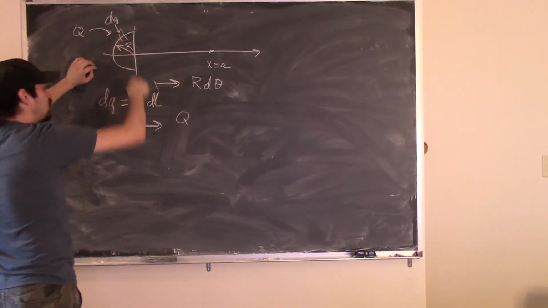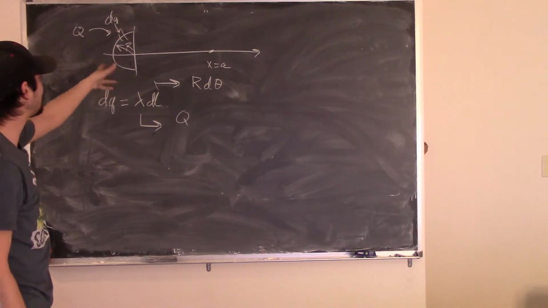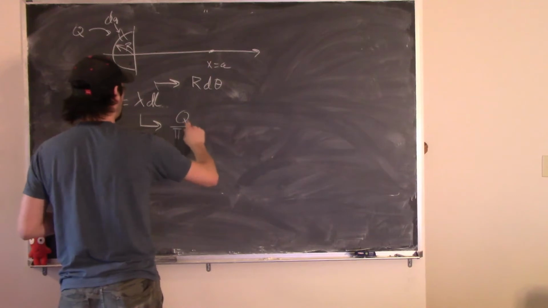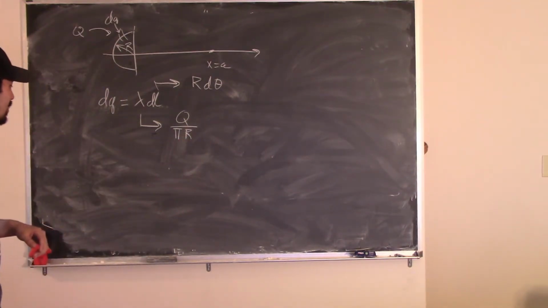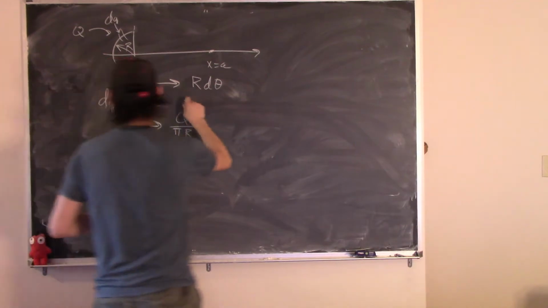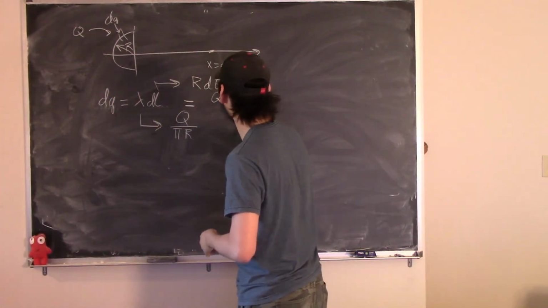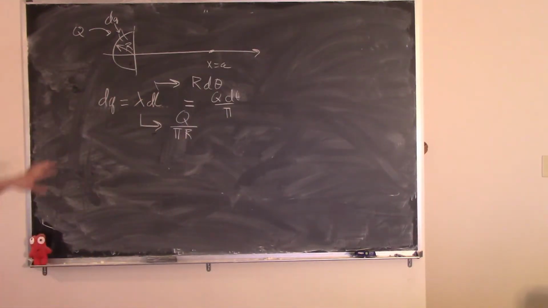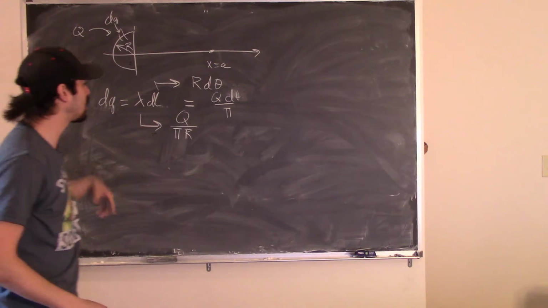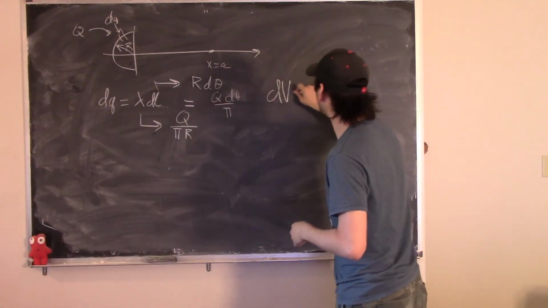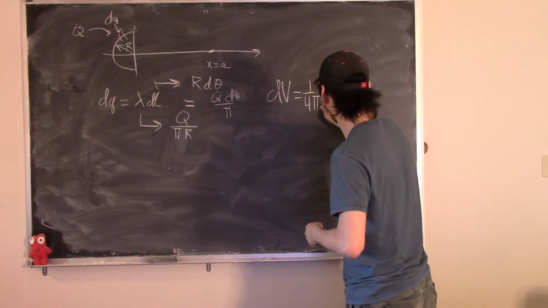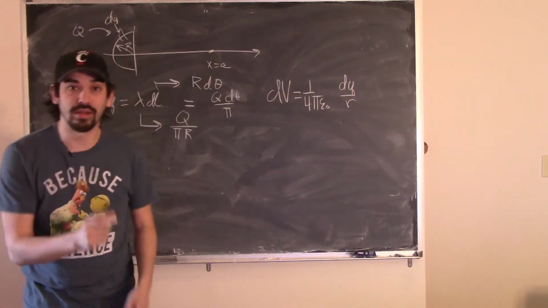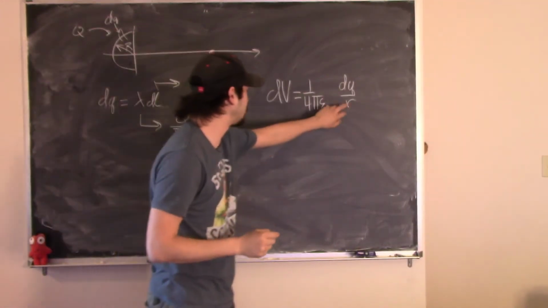This is going to be half a circle, so we can take the circumference and divide it by 2. That gives us a length of pi times R. So dq is going to be Q d theta divided by pi, since we just cancel the R's. Ultimately the equation we're getting at says dV is equal to 1 over 4 pi epsilon naught, dq divided by r. We already have what dq is. We just need to find out what r is.